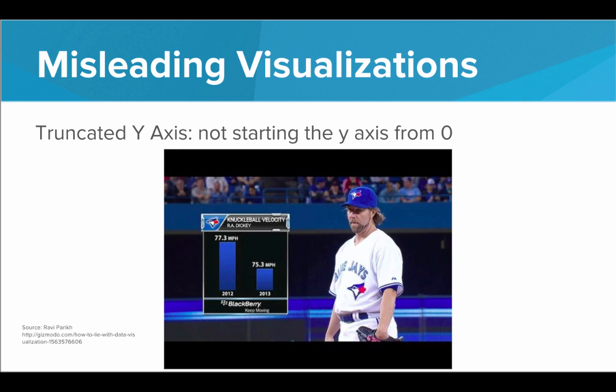Same thing here. This poor pitcher, they've made it look like his speed has dropped in half, when really it's only gone down 2 miles an hour. When the y-axis doesn't start from 0, you can make these really misleading visualizations.